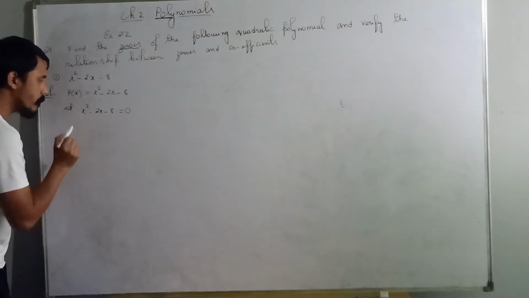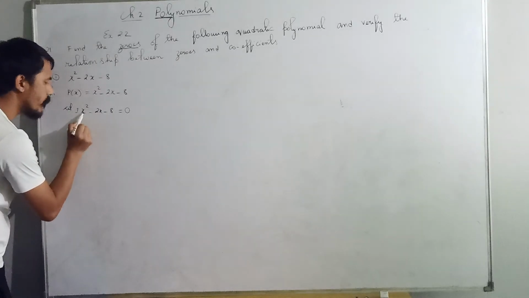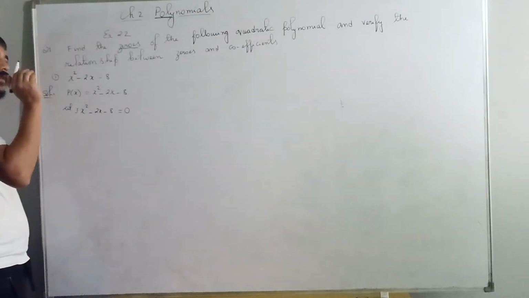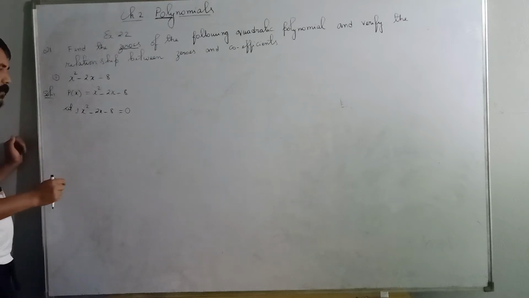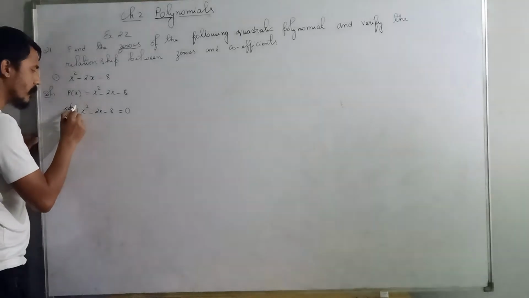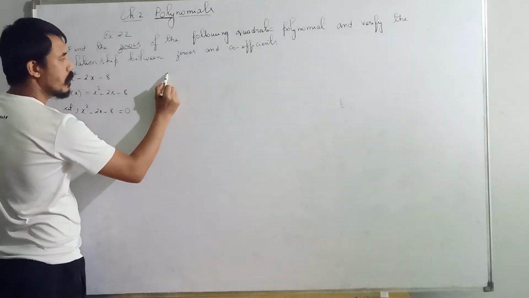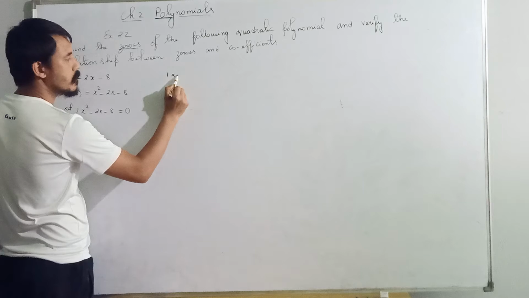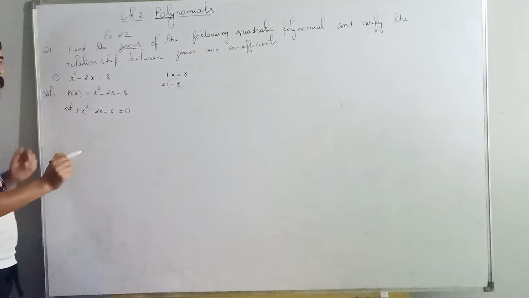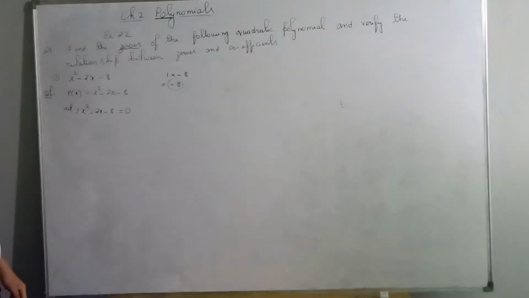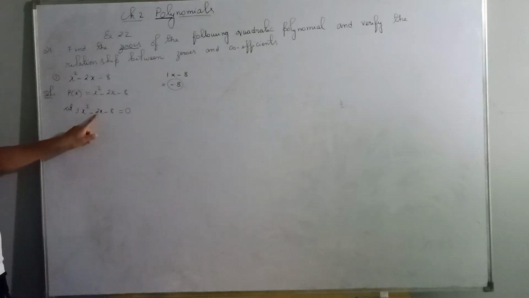Now what we have to do is, you have to know the coefficient of x squared, which is 1. We have to know the coefficient of x, which is minus 2. And we need to know the constant term, which is minus 8. Okay? So what we have to do is, we multiply the coefficient of x squared and the constant term. Coefficient of x squared is 1, the constant term is minus 8. If you multiply, you get minus 8. Now we need to factorize this minus 8 into two numbers whose sum or difference should give you the middle term minus 2.